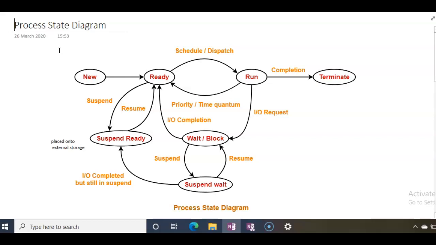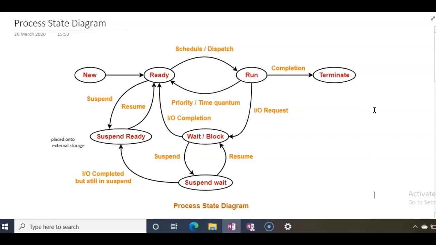Hello guys. So today's topic is process state diagram. As you can see, the diagram is displayed on your screen. So let's summarize what we are going to learn.